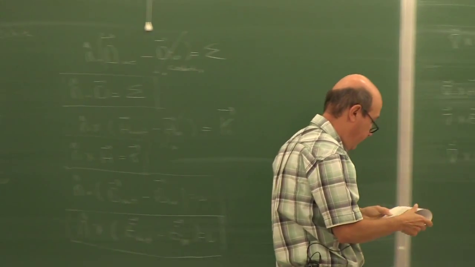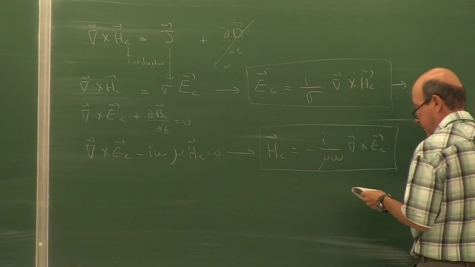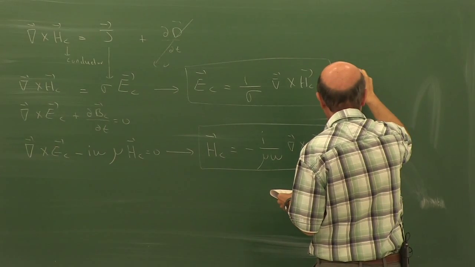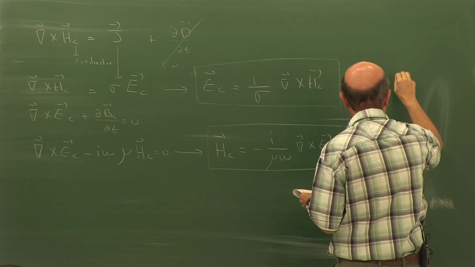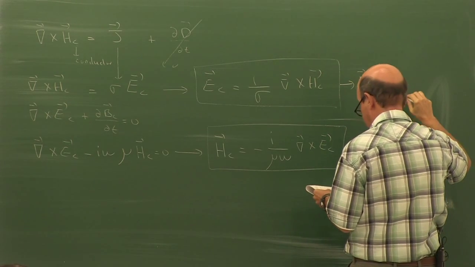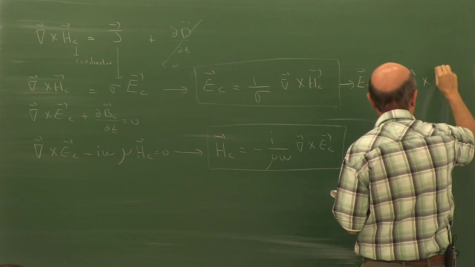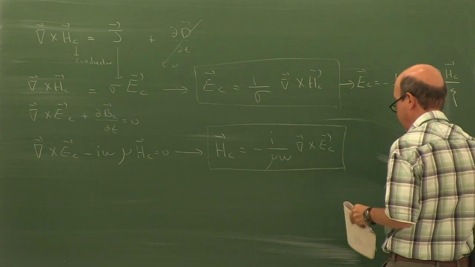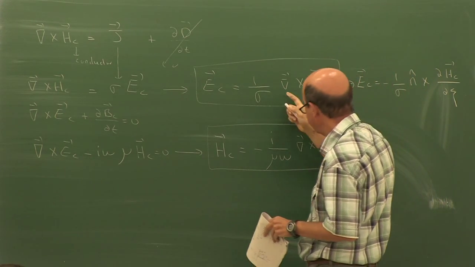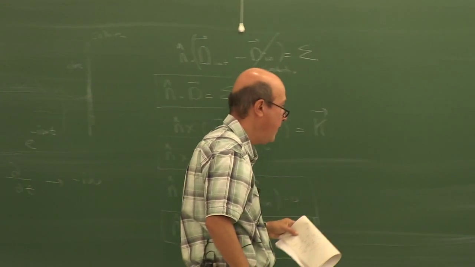If you do this, you are going to obtain, instead of the electric field in the conductor, you will get E_C equals minus 1 over conductivity, n cross del H over del psi. So instead of the gradient here, just replace it with minus n hat over del psi.